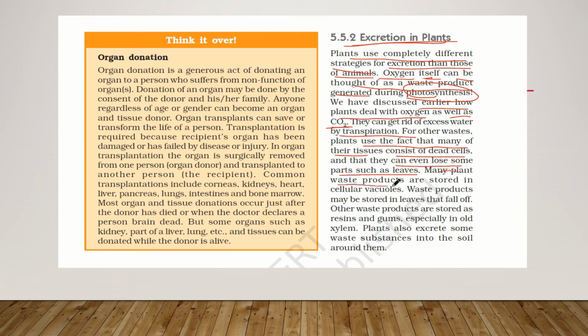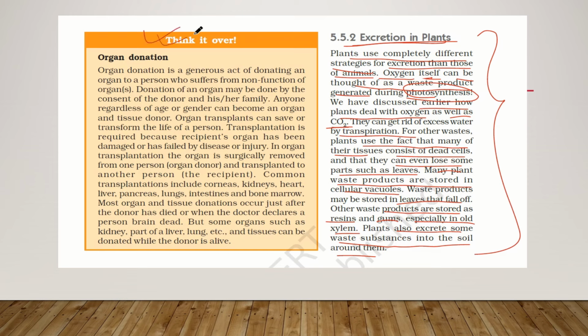In many plants, the waste products are stored in cellular vacuoles. Like waste products of the leaves, they fall off. Other waste products are gums, resins and so on, especially in old xylem. Plants also excrete some waste substances into the soil around them. So this is quite in brief about plant excretion. We were just highlighting excretion in animals and humans rather.